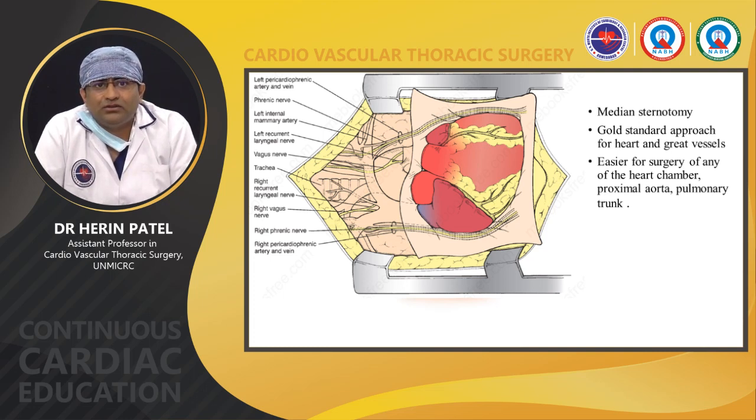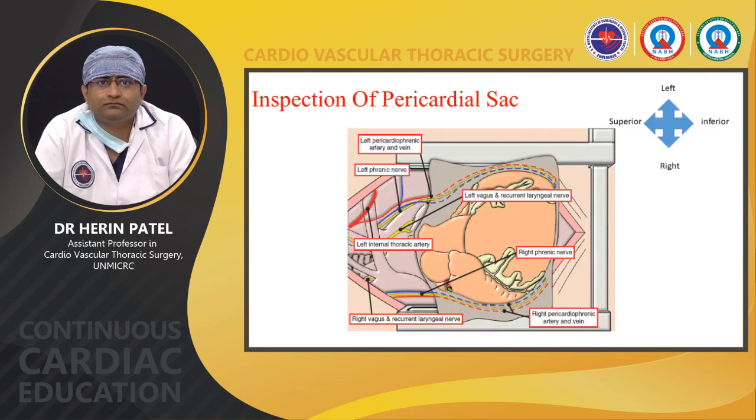The inflow to the right atrium comes from the superior vena cava, which is formed by the union of the right and left brachiocephalic vein. Again the ascending aorta and its arch vessels. Now you see the pericardiophrenic artery and vein and the left and right phrenic nerve.